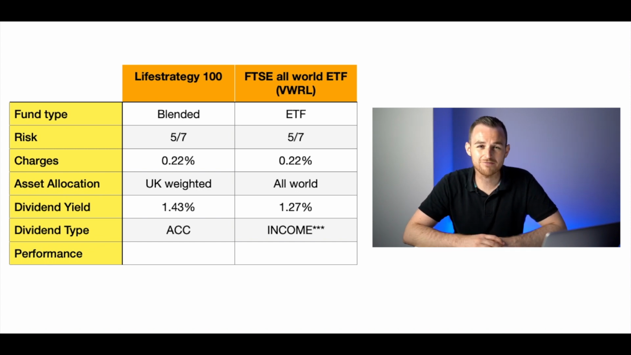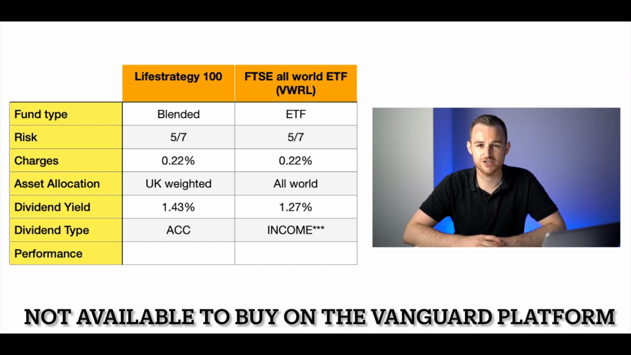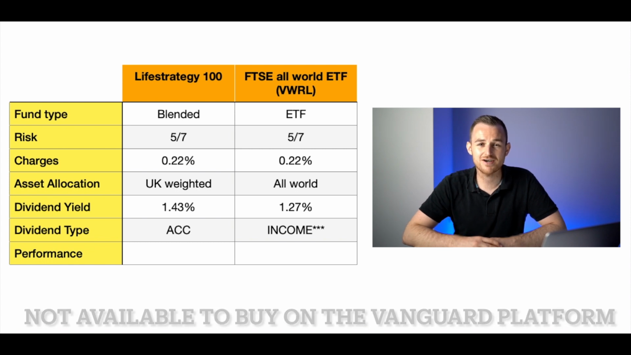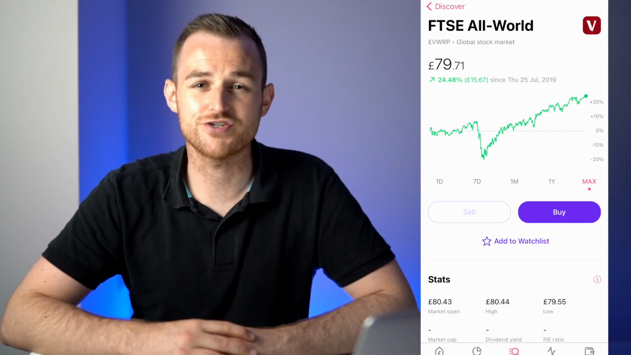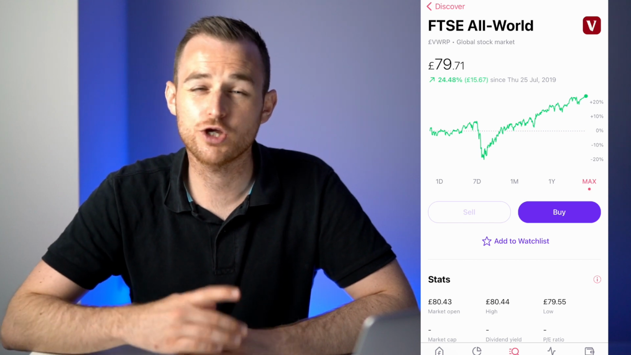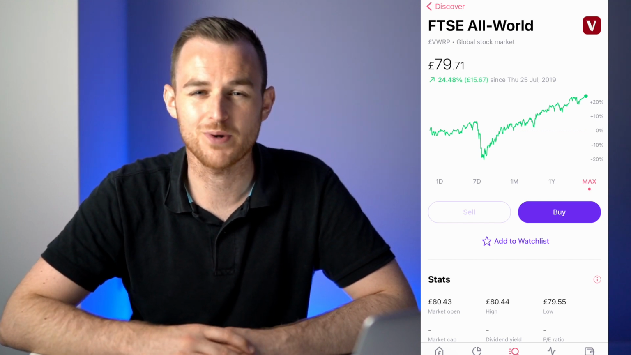Now you eagle-eyed viewers may well have noticed that next to VWRL I have put some stars next to income, and this is because there is actually an accumulating version of VWRL known as VWRP. Now remember that free trade referral link I mentioned earlier? Well, if you head over onto free trade, you can also invest in the accumulating version of this fund, VWRP.